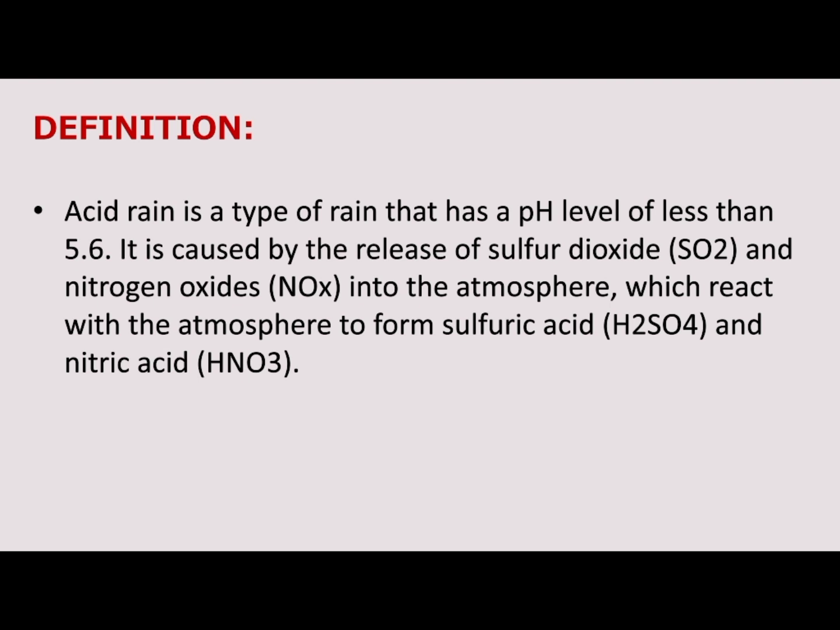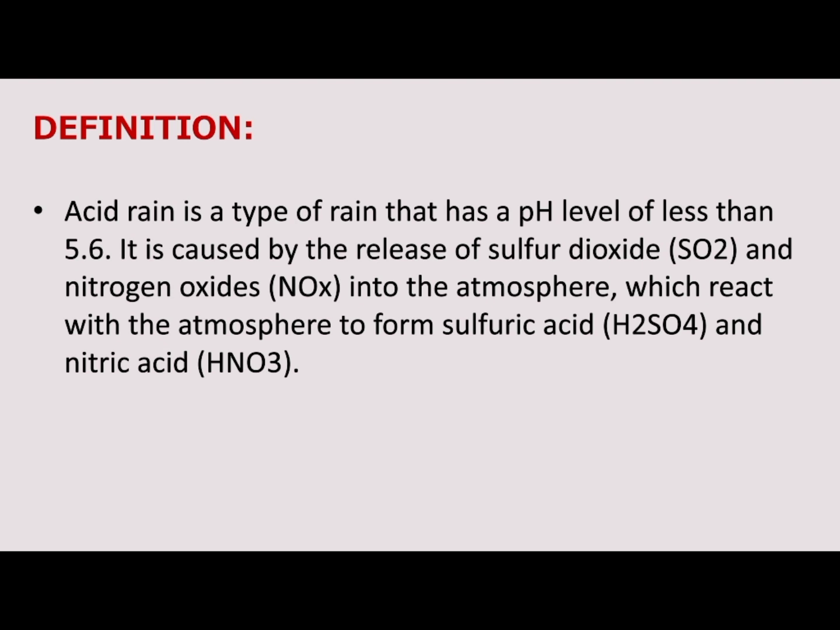It is caused by the release of sulfur dioxide and nitrogen oxide into the atmosphere, which react with the atmosphere to form sulfuric acid and nitric acid. And these acids reduce the pH of the rain and cause acid rain. So this is the definition of acid rain.